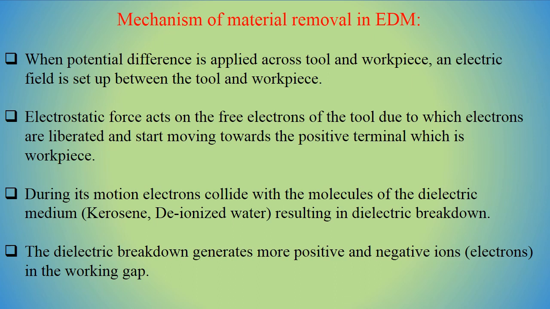which is the workpiece in our case. When these free electrons move towards the workpiece, because they are attracted to the positive terminal, they collide with the dielectric molecules. Usually we have kerosene or deionized water as the dielectric. This collision happens between the electrons and the dielectric molecules, so a dielectric breakdown occurs. When this breakdown occurs, more positive and negative ions are generated in the working gap.